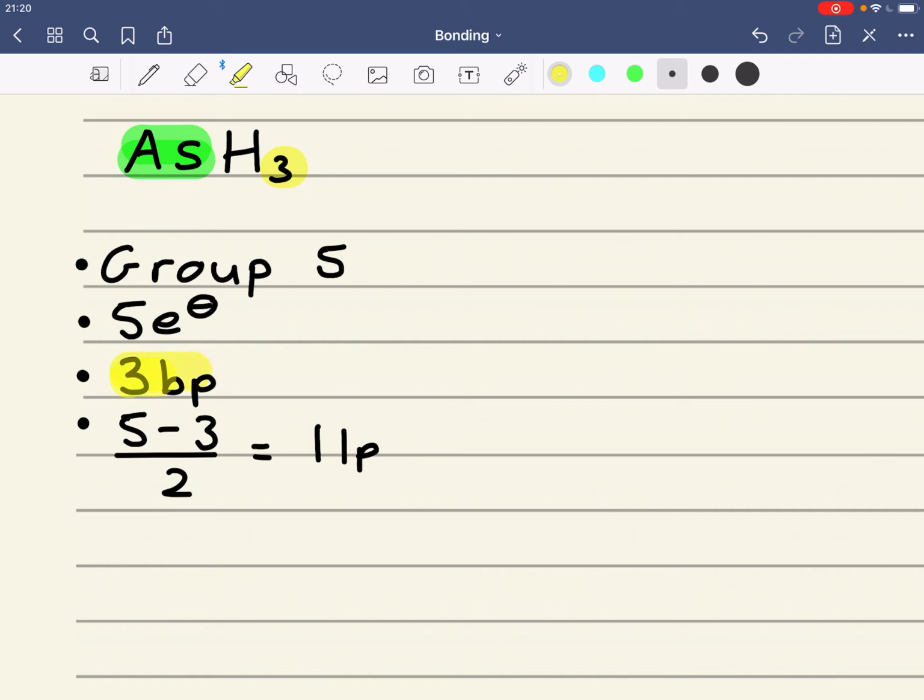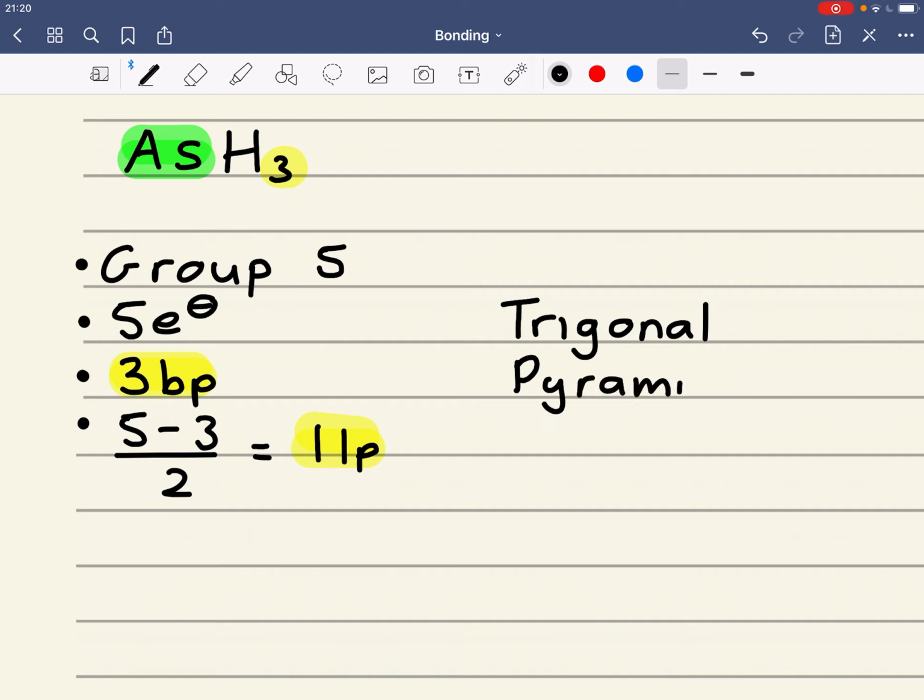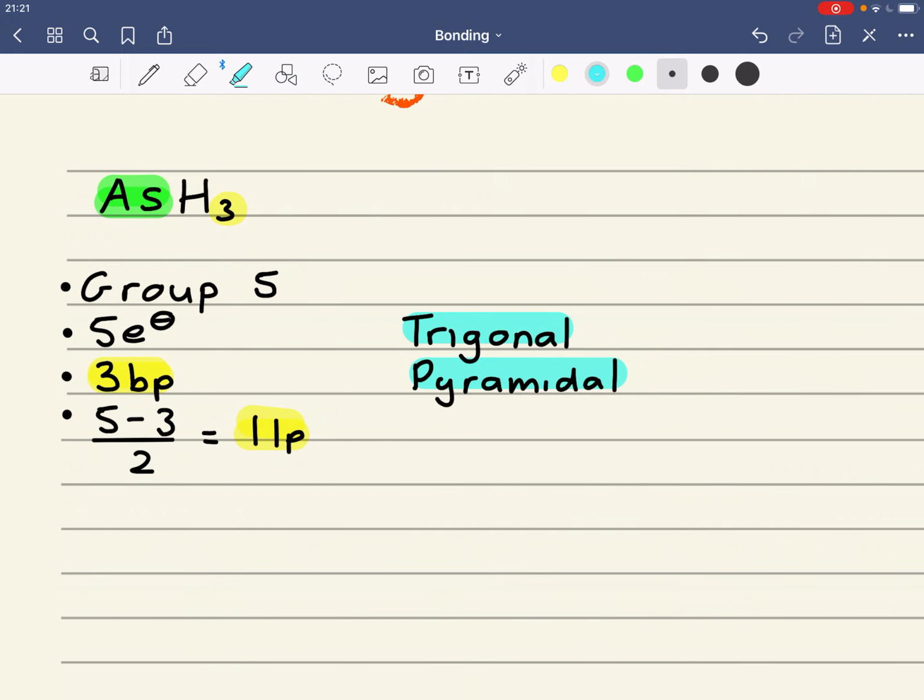Now, you should be able to recall the name of the shape. You need to be able to draw the shape and state any bond angles once you know the number of bonding pairs and lone pairs in a molecule. In this example, we've got 3 bonding pairs and 1 lone pair, and that gives me a trigonal pyramidal, sometimes just shortened to pyramidal shape. Bond angle of 107, and again, you should be able to draw that molecule based on previous videos.